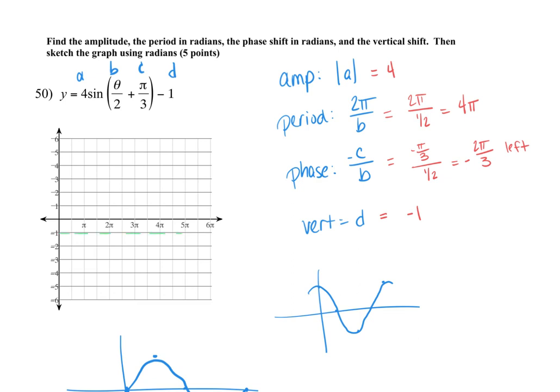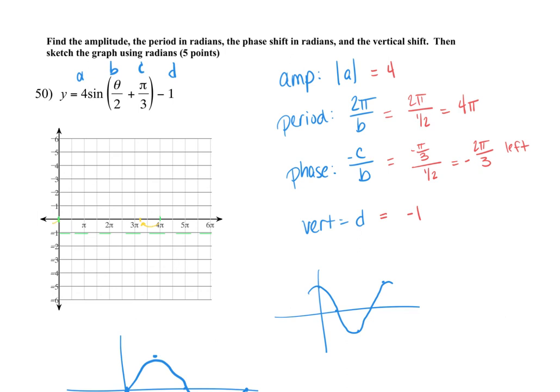Now normally I would start at 0 and I would end based on my period at 4 pi. So normally I would start here at 0 and end at 4 pi. But I am shifting left 2 pi over 3, which is almost pi, but not quite. So if you think of it this way, I'm going to move this over 2 pi over 3.